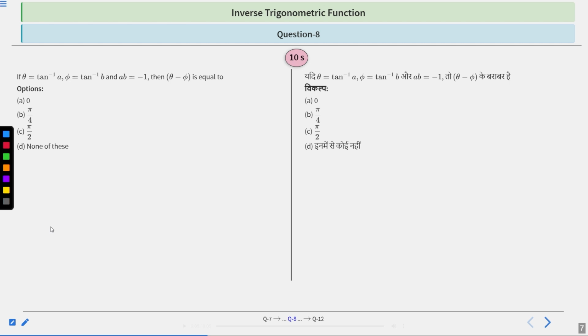Therefore, theta minus phi will be equal to tan inverse a minus tan inverse b. And after that, we can apply the formula of tan inverse a minus tan inverse b, which is equal to tan inverse a minus b upon 1 plus ab, right? Clear? And we can also use this information, ab is equal to minus 1, right? So in this way, we can try to solve or approach this question.